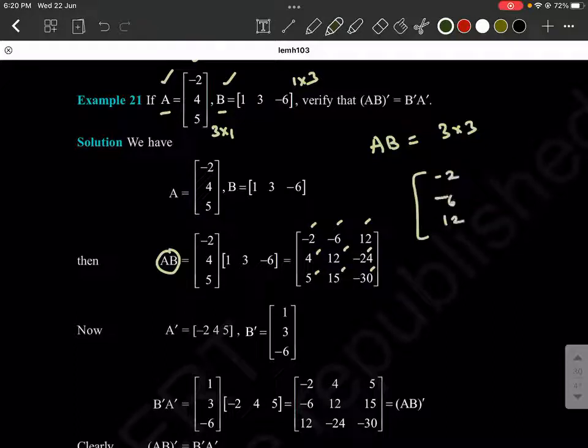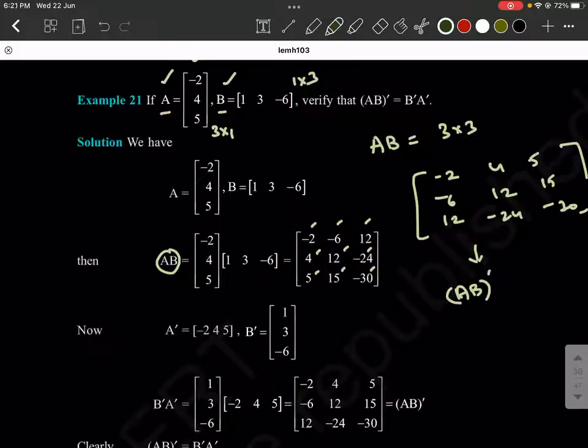-2, -6, 12, 4, 2, 4, 12, 5, -24. So the diagonal elements will remain the same, -24. Here it will become 15. Okay, this is what AB transpose is.